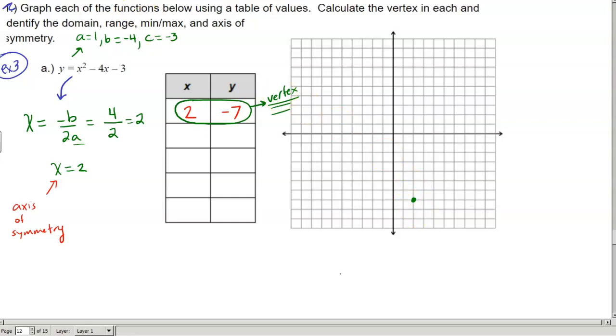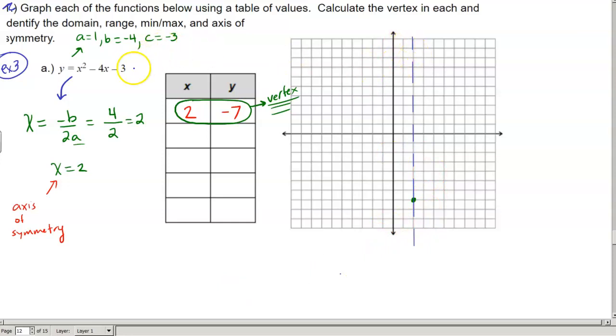And we also know this is the middle of our graph. So if you want to, you can actually put a dotted line in here, right through x equals 2. I would make sure it's a dotted line so that you know it's not actually part of the graph, but it's the center line for it.